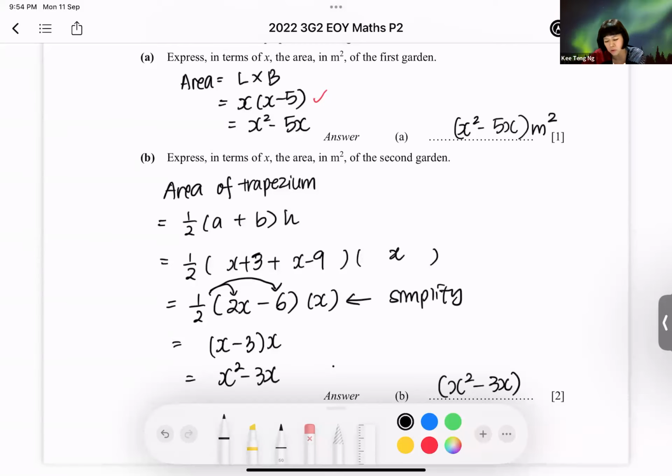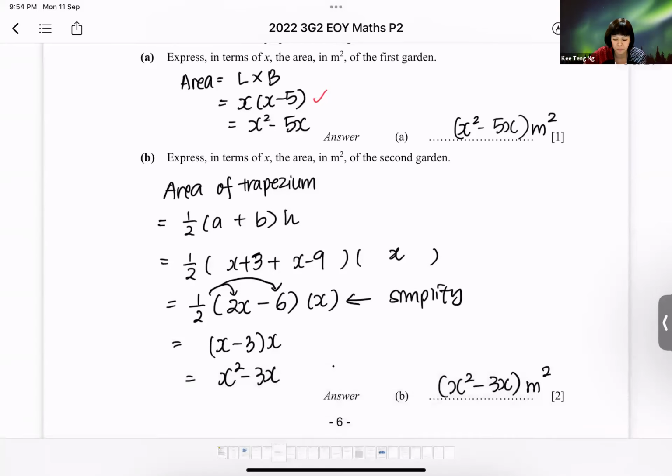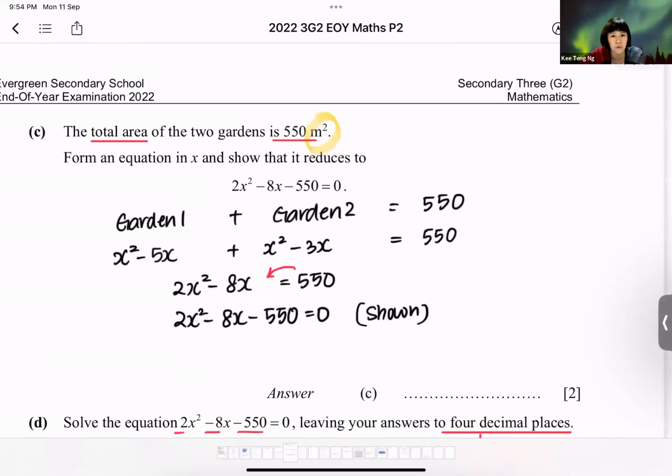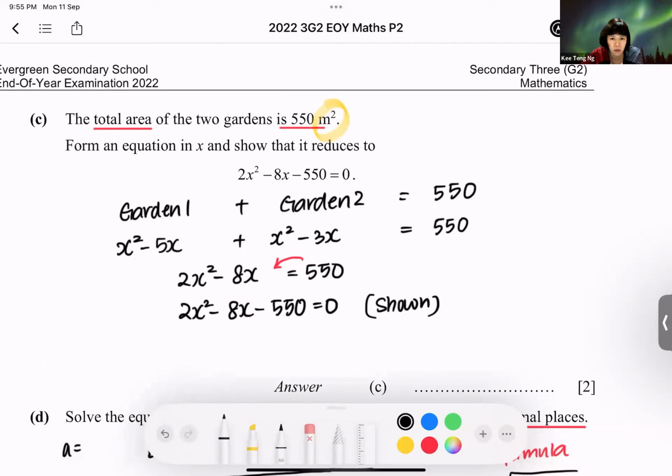Or alternatively, you can leave it as x and x minus 3 as the answer. So this one will be the area for the trapezium. Okay. Next question. Now, next part, they say the total area of the two gardens. So area of garden 1 plus area of garden 2 give you 550. Always check the units. In this case, yes, all of them are in meter square.